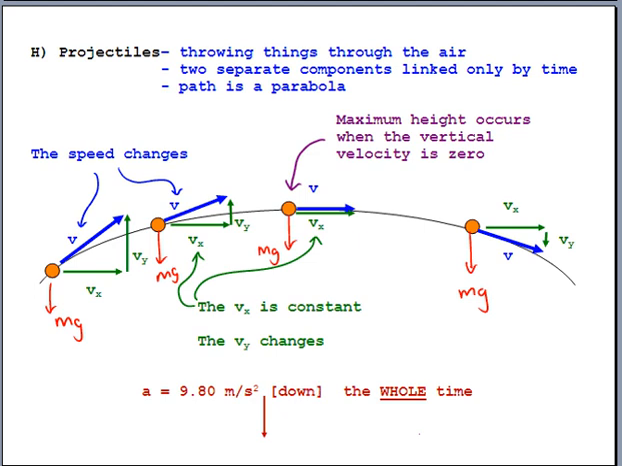Now, one subtle little bit of vocab that we'll talk about. When people talk about the speed of the ball, the projectile, they're talking about how big this blue vector is, right? So the velocity actually talks about how big and which way, and then the speed is just the how big part of that blue vector.